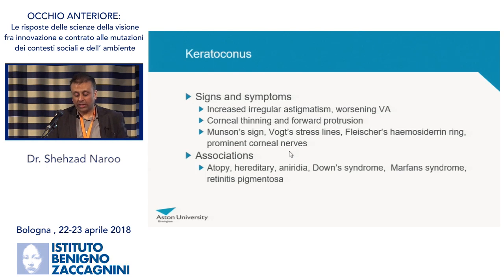And one of the most common things to say, and I think one of the most obvious things, is the corneal nerves look more prominent. Remember, the cornea is thinner, so the corneal nerves look bigger, they look whiter, because you can see them more clearly. And of course, keratoconus is associated with other systemic conditions like Down syndrome, Marfan syndrome, retinitis pigmentosa, and other conditions as well.